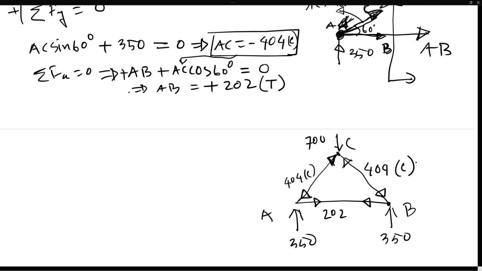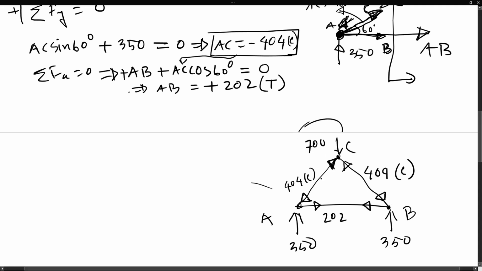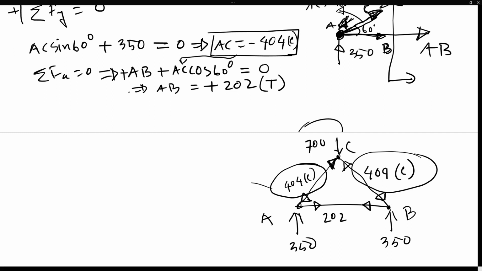So simply, first you find the reaction at each point, and then you look at each of these different joints, or simply cut and keep only one joint to do the analysis, and that basically completes this analysis. So out of this 700 pound force, the AC member will carry 404, BC member will carry 404, and it is in compression, and then AB member will be in tension, but it will only carry 202.